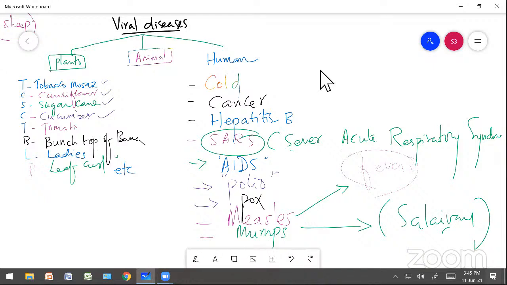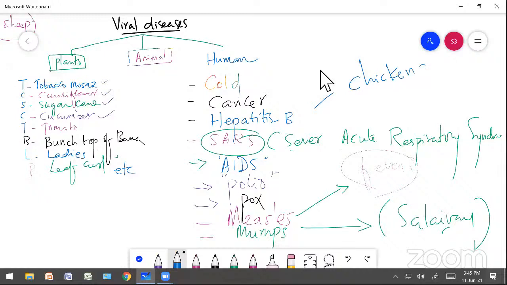The next category is chikungunya, which is also a very familiar disease. Chikungunya disease originated in 2004, right? And spread all over the world. It is a recently originated disease.